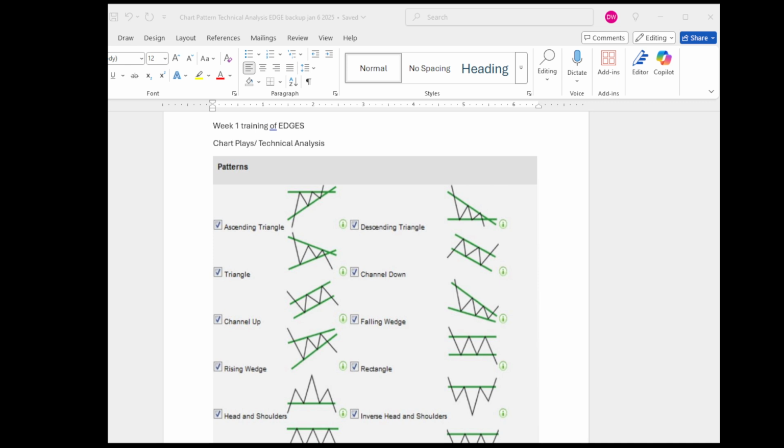All right, let me pull up these books real quick. All right, stocks. Study books. Okay, so I'm going to share this book with you guys.